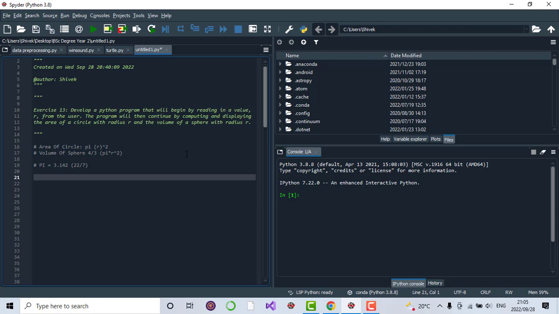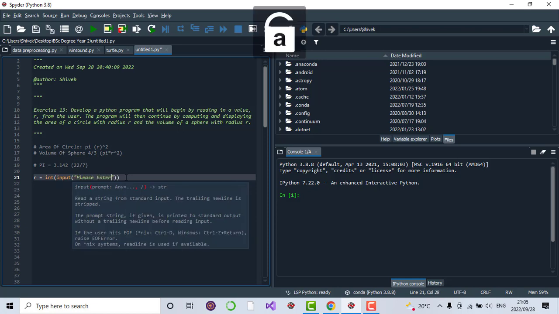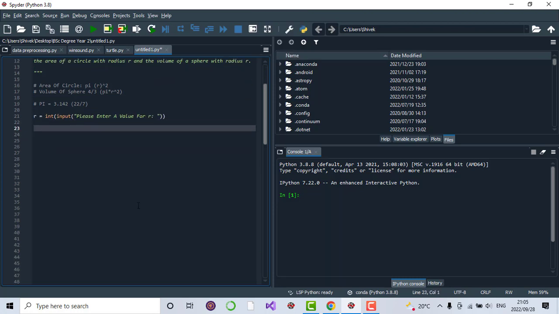First, as they specified here, r must be read from the user, which represents the radius. So let's proceed. r is equal to int input, "Please enter a value for r:". Okay, that's good. Next will be our actual computation. Let's go for area first.